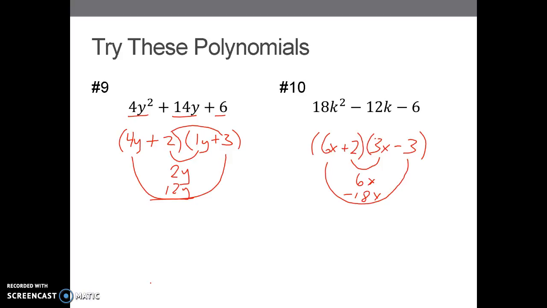So hopefully you're able to do that. And if you did, we know that 6x times 3x is one of the things that gives us 18. Should be k. I used an x instead. That's okay. 6x times 3x gives me 18x squared. Then when I take my last terms, 2 times -3 gives me -6. And if I check my inside terms, 2 times 3 is 6x. 6x times -3, well, that's -18x. And we know that 6 minus 18 does give us -12. And so the two factors are 6x plus 2 and 3x minus 3.